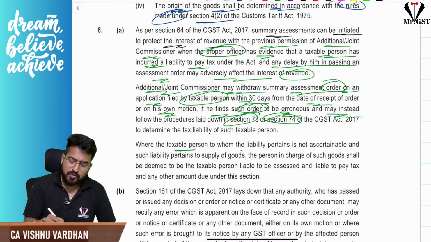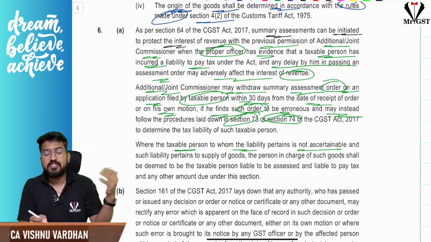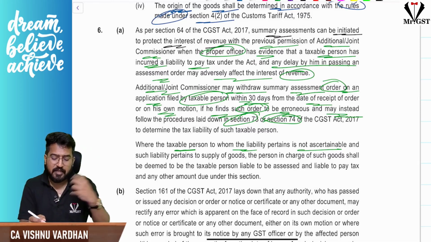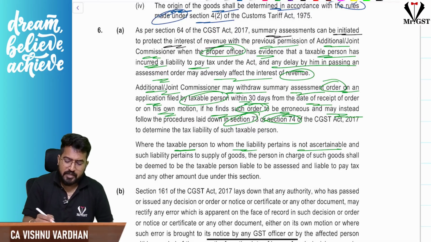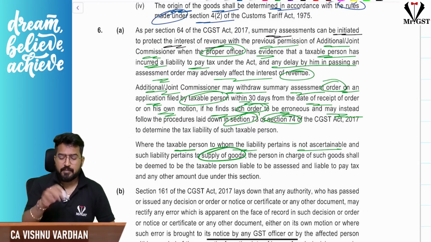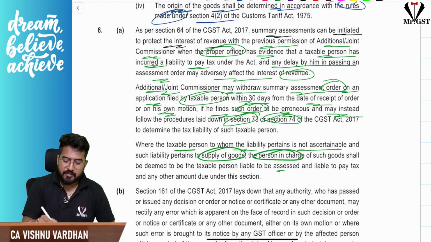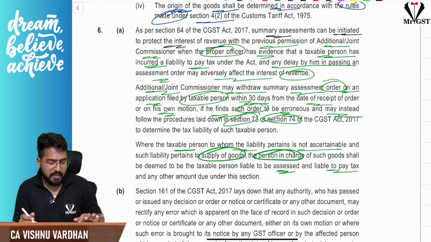And where the taxable person to whom the liability pertains is not ascertainable, who is the person, the taxable person to whom the liability is ascertainable, if that is not identifiable, especially regarding goods, the person in charge of the goods will be assessed under summary assessment and he will be liable to pay tax. That is what regarding summary assessment.